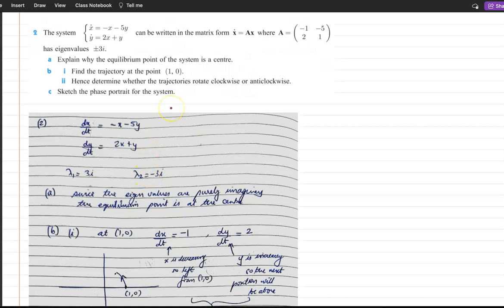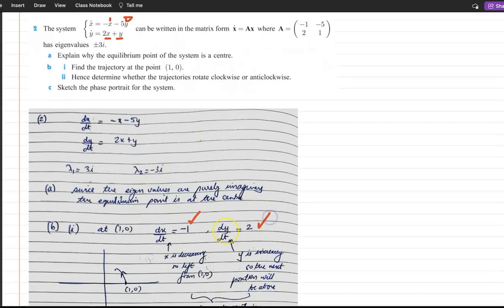But now how do you decide the sense of rotation? To decide the sense of rotation, you need to consider any point. In this sum they've given you, find a trajectory at point 1, 0. Means after 1, 0, how does the point move? That's what we are supposed to find out. Trajectory is the path of the population, or the point. So if I put 1, 0, in place of x I'll put 1, and in place of y I'll put 0. If I do that, dx by dt is minus 1 and dy by dt is 2. This is what I get.